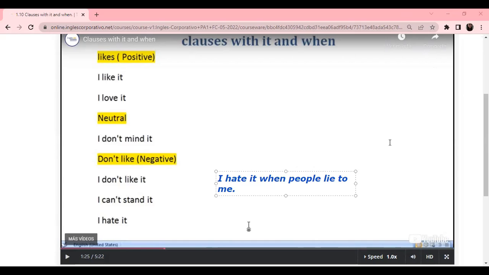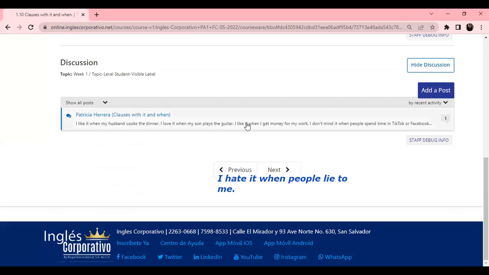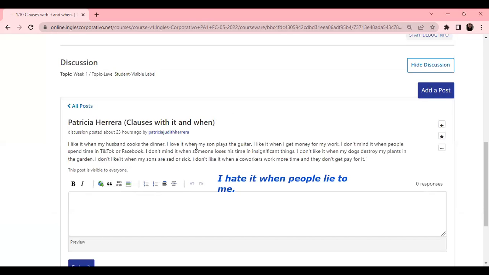Very good. So now, don't forget to always write your examples here at the bottom of the page, right? Here, only Patricia participates. I want you to go ahead and participate too, right? I don't mind it when people spend time on TikTok or Facebook. TikTok is a lot of fun, actually. When people do not wash the dishes, Christina, simple present. Remember the auxiliaries for simple present, right? Okay, good.